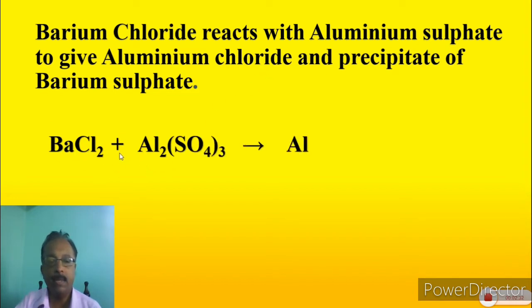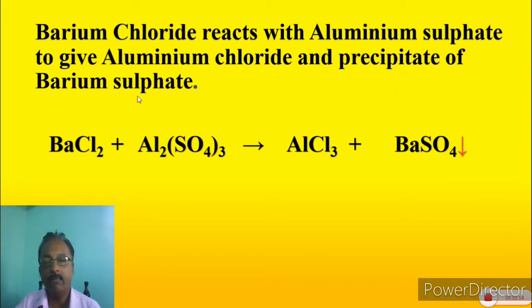So now let us write equation to this reaction. Formula of barium chloride is BaCl2. Reacts means plus sign. Formula of aluminum sulfate is Al2(SO4)3. Formula of aluminum chloride is AlCl3 and formula of barium sulfate is BaSO4. So here arrow in downward direction indicates the formation of precipitate of barium sulfate.